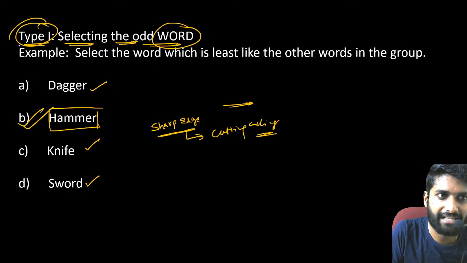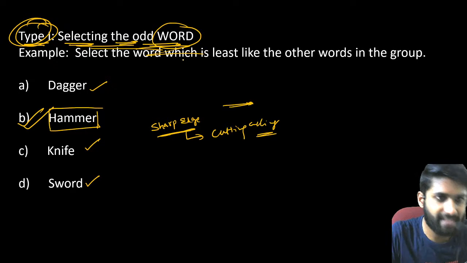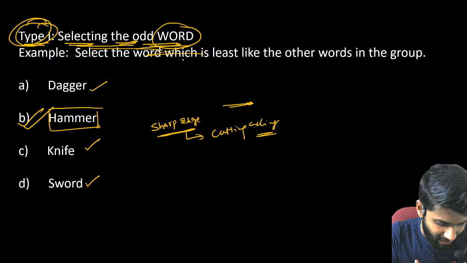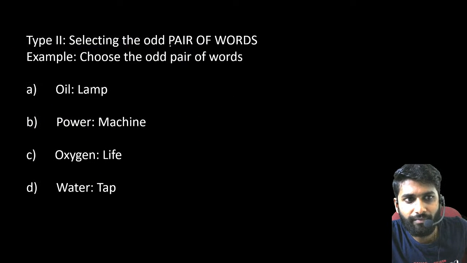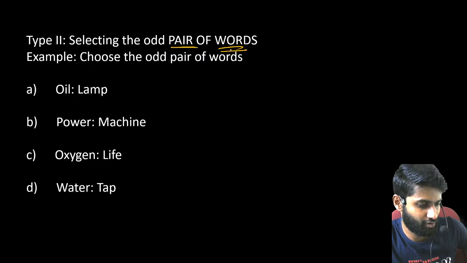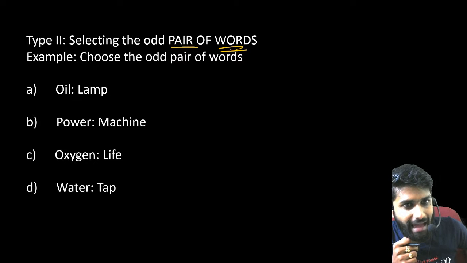So maybe you can expect questions based on words. You should know the main important parameter for questions given on words. Model number 2, pair of words. They give a pair-based question. So this is type 2. Choose the odd pair: oil lamp, power machine, oxygen life, water tap.